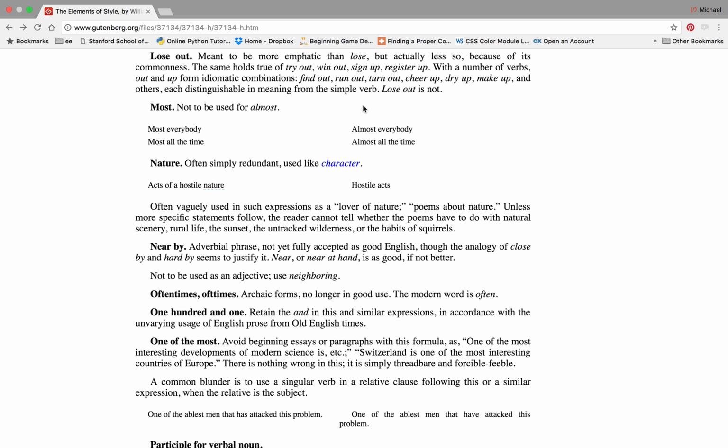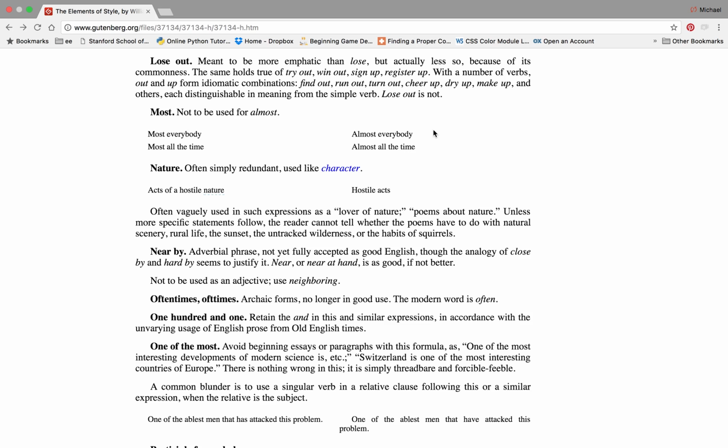Lose out, I think it definitely makes sense when you're speaking. But he's saying maybe in academic writing it isn't necessarily the smartest phrase because of its commonness. And he feels strongly about these as well. I think it works fine, and it's very clear when it comes to speaking, but perhaps not in academic writing. You probably won't use this that much in your academic writing pursuits.